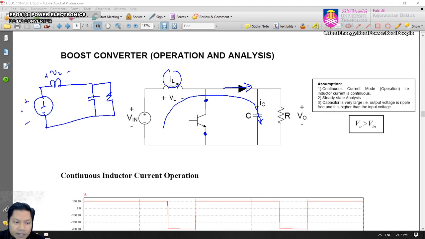This is your V in, and here you have plus V out, right? So if you take a KVL, then you have minus V in plus VL plus V out equals to 0. Therefore, VL equals to minus V in plus V out. Is it?